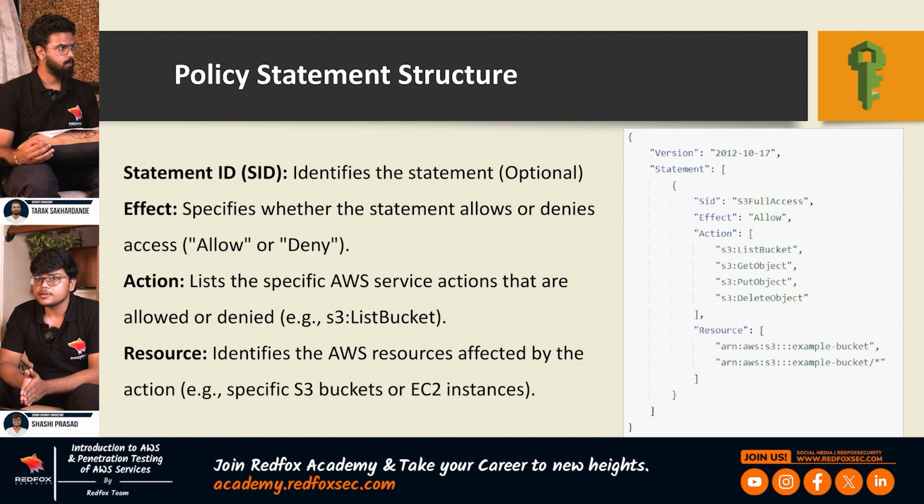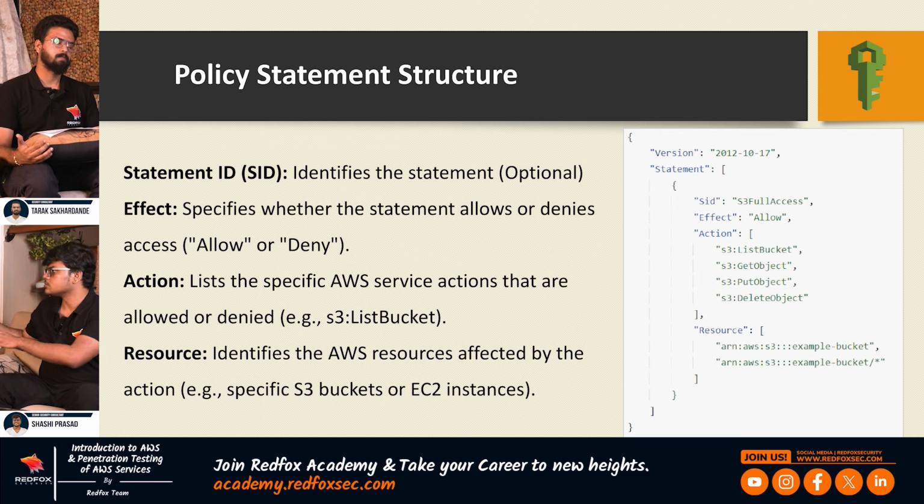And finally, we have the resources. Resources are the actual AWS resources, like S3 or EC2, on which we want to give access to the identity. Again, we have identity and we have resource. If you want to give access to this resource, we have to attach some policy to this identity, and based on that, they can access it. And if you see in this scenario, the resource is defined as the S3 bucket.